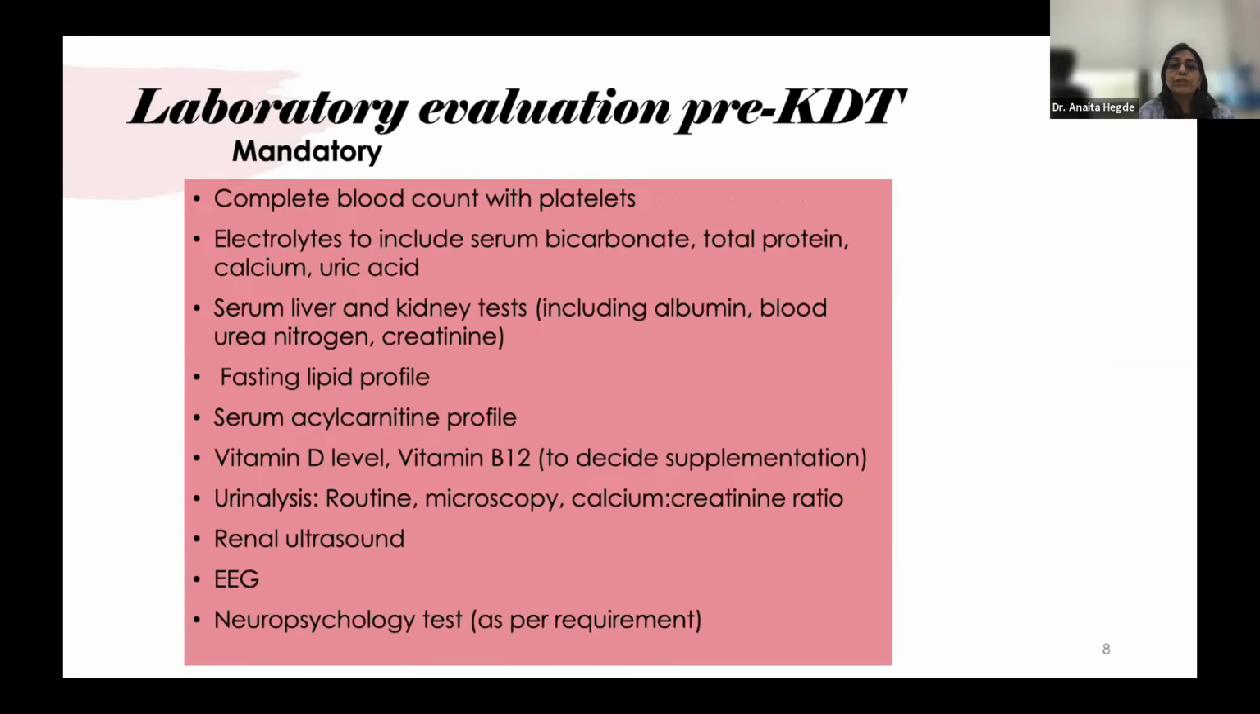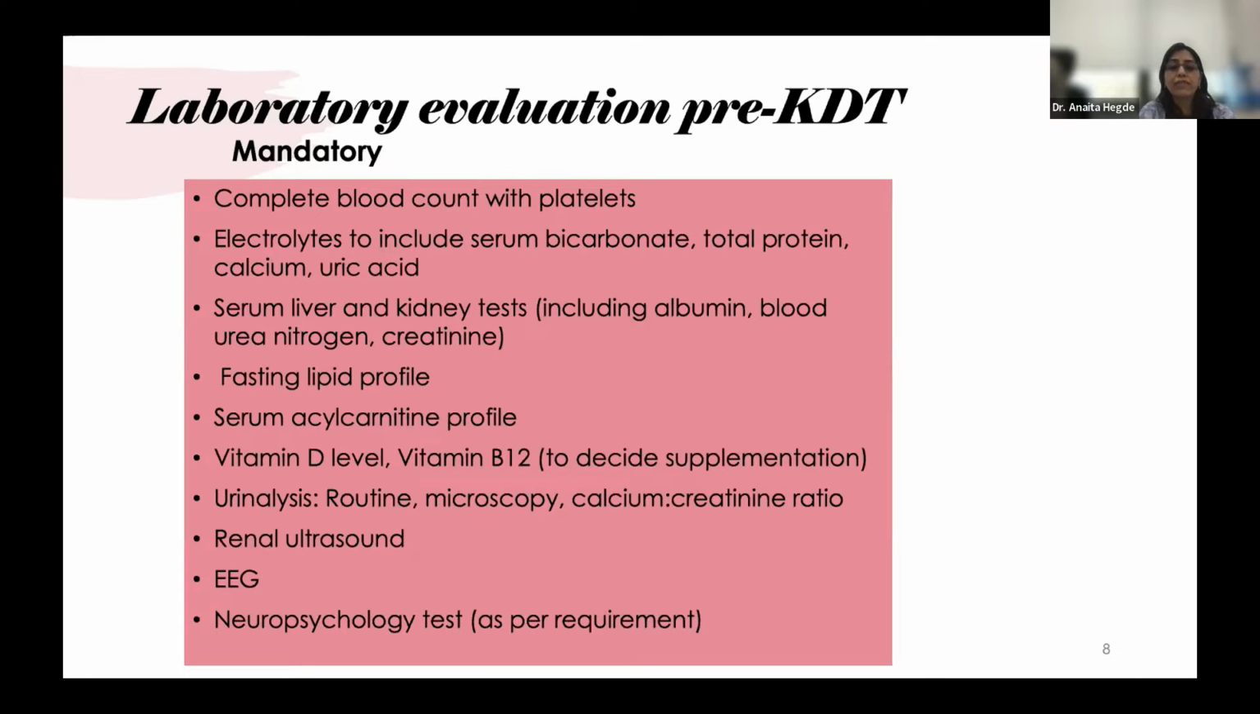Laboratory evaluation during the pre-ketogenic diet treatment, there is mandatory and there is optional. So the mandatory evaluation includes complete blood count with platelets, electrolytes to include the serum bicarbonate, total protein, calcium, uric acid, serum liver and kidney test, including albumin, blood urea nitrogen, creatinine, fasting lipid profile.